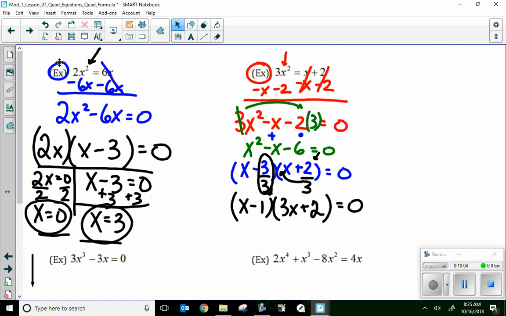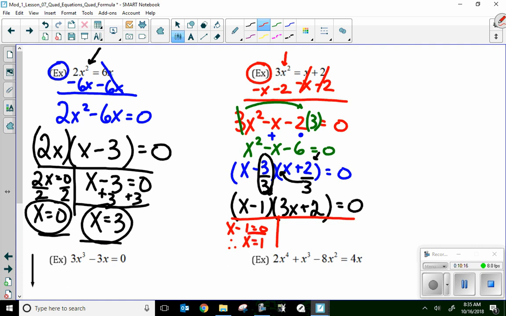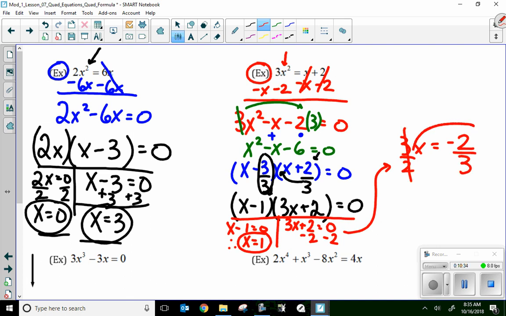Now the last step in solving is just to set each one of these equal to 0. X minus 1 equals 0. Therefore, x equals 1. All right. And if I have 3x plus 2 equals 0, I subtract 2 from both sides. I've got 3x equals negative 2. And then I divide by 3. So I have x is negative 2/3. And over here, I also have x equals 1. 2 answers. And my biggest exponent is 2. Perfect.